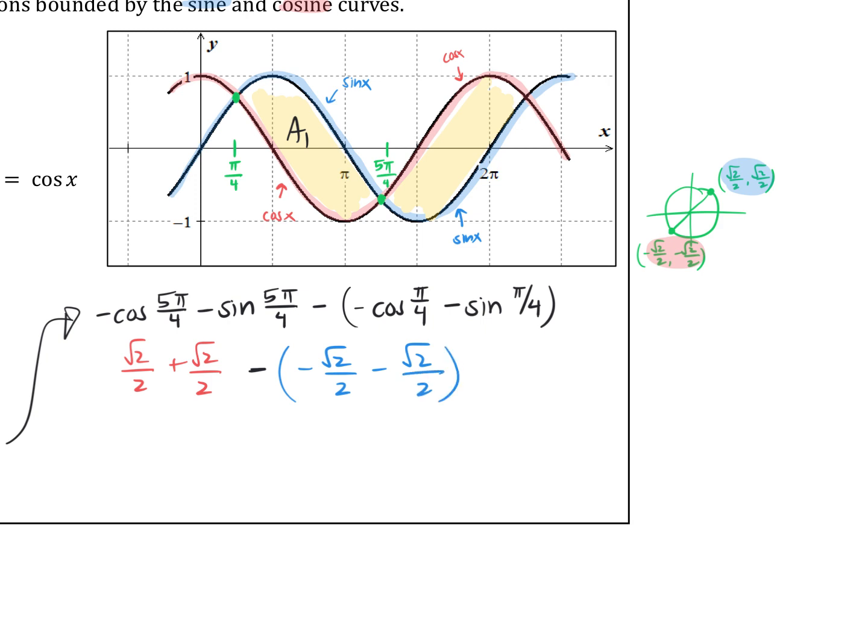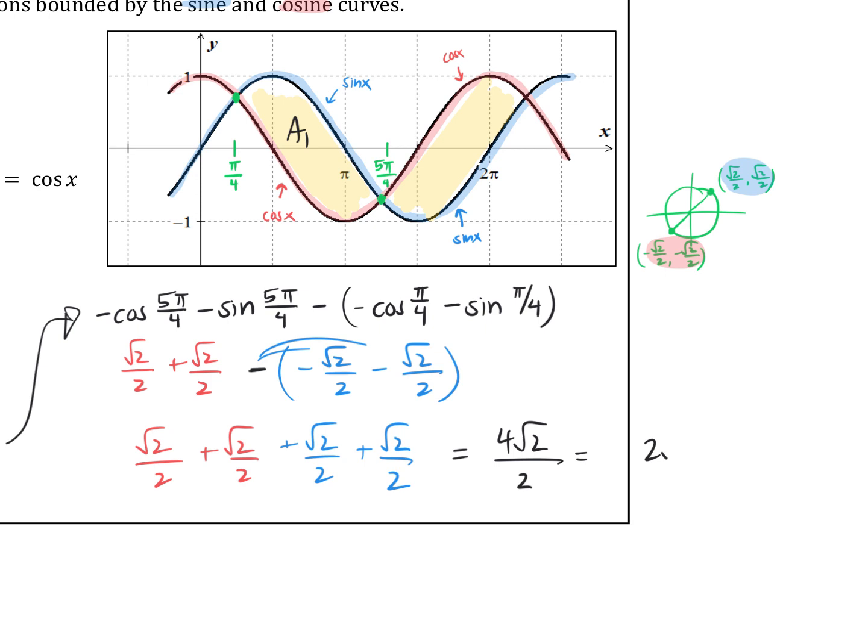Good so far? Careful with all those negatives. If I'm subtracting both of these, that's the same thing. If I distribute that, it's adding all of them. So I've got square root of 2 over 2 plus square root of 2 over 2 plus a square root of 2 over 2 plus another square root of 2 over 2, which means how many square roots of 2 over 2 do I have? 4. So 4 square root of 2 over 2, which equals 2 square root of 2.